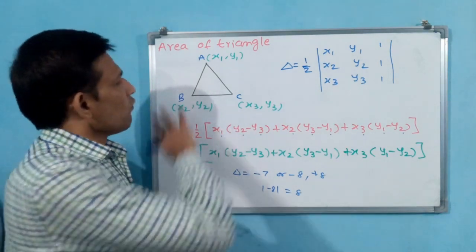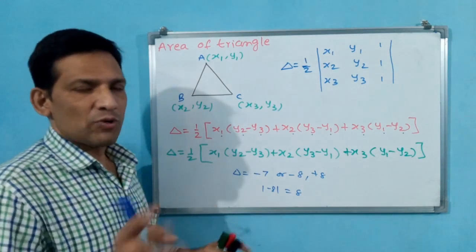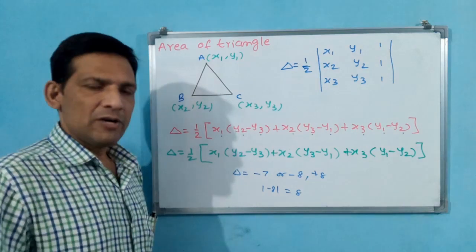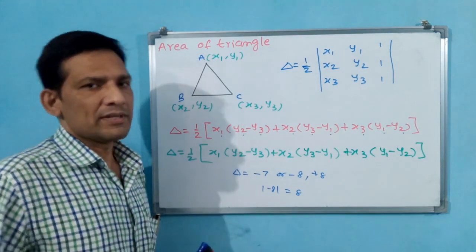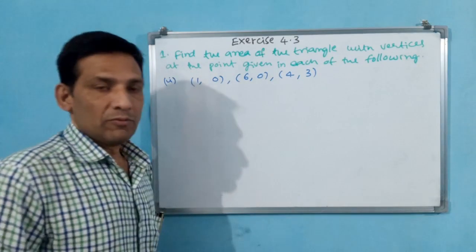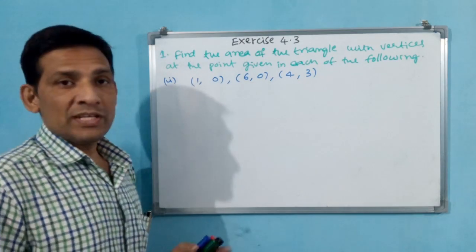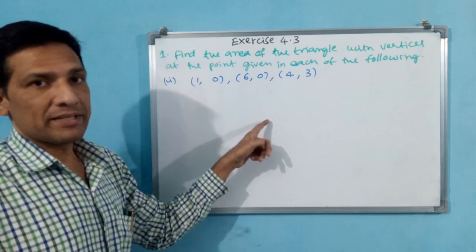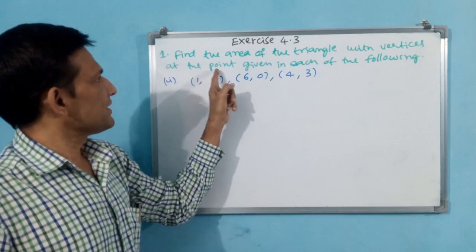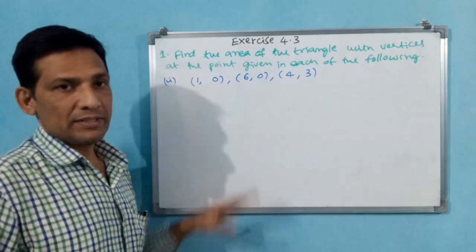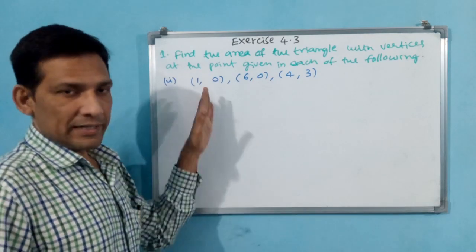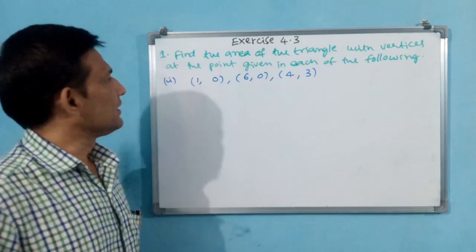What we do, one example 4.3, one question, 3 parts are there. The first question we will finish. Automatically while doing the exercise you are going to get more concepts. Okay, let us do exercise 4.3 question number 1. See the first question in exercise 4.3. Find the area of the triangle with vertices at the points given in each of the following. You see, first part we have taken. 2 more parts are there. Let us finish this and we will take another part.